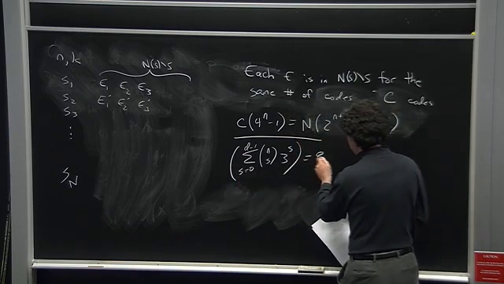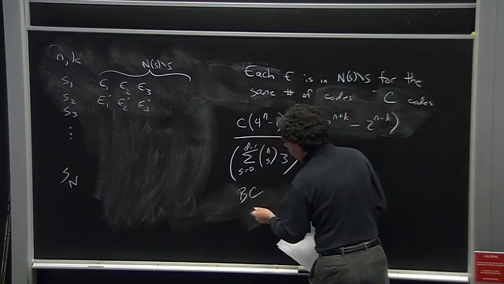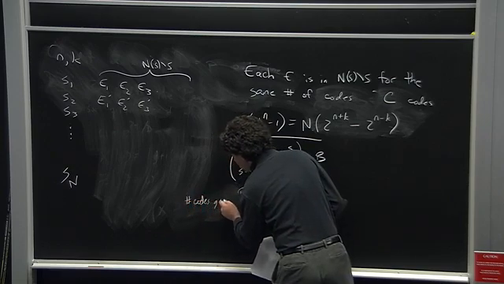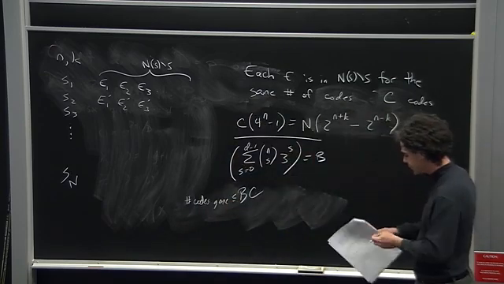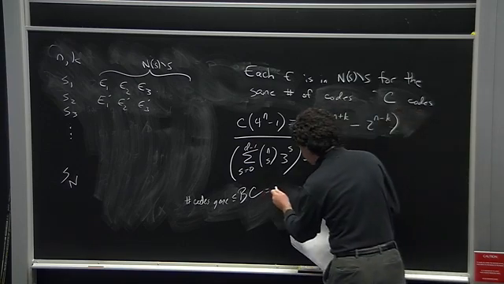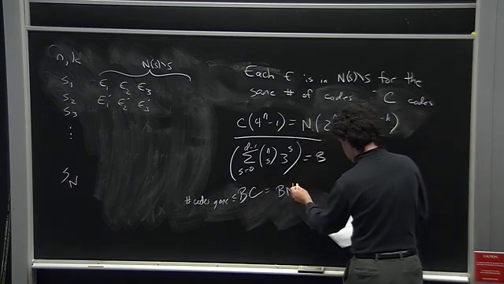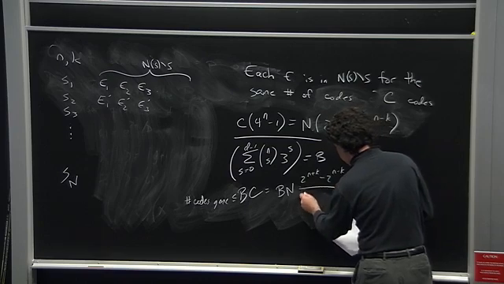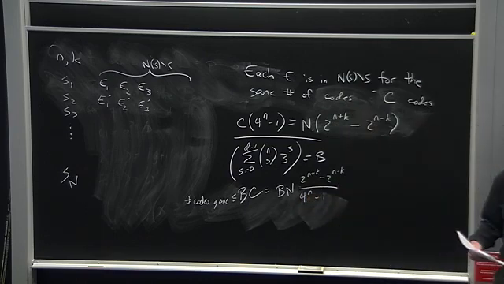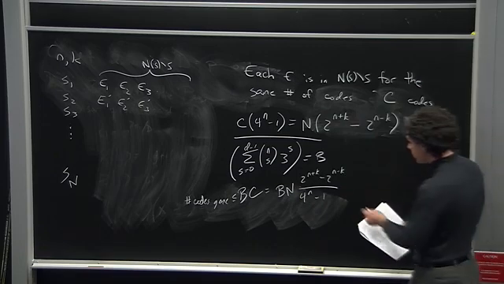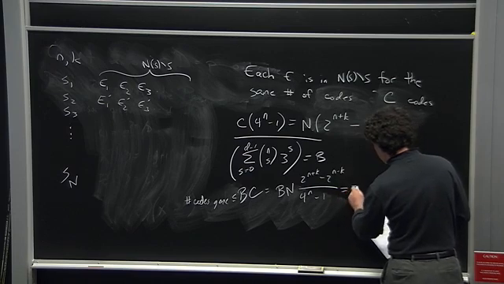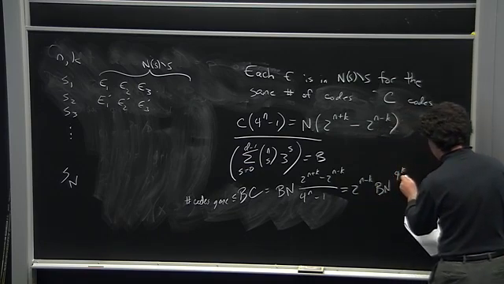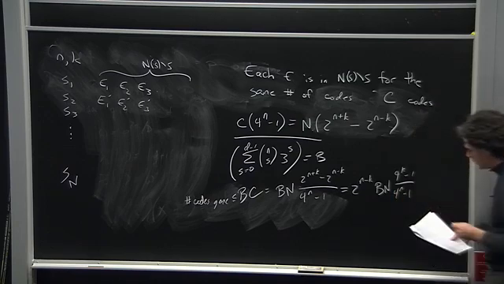So let's just call this B for simplicity. And so we have the number of codes gone is less than or equal to B times C, which is B times N times 2 to the n plus k minus 2 to the n minus k over 4 to the n minus 1. And so factoring out a 2 to the n minus k, we get B times N times 4 to the k minus 1 over 4 to the n minus 1.